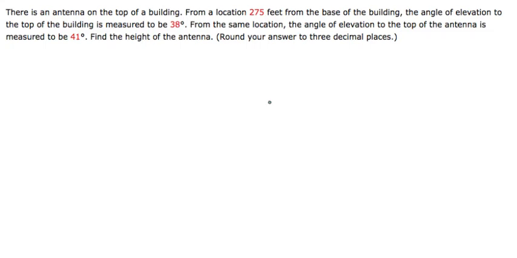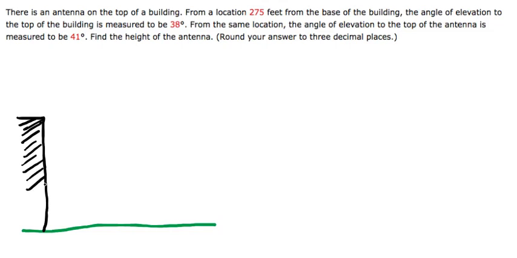All right, let's draw a diagram. Here's the ground. Okay, we have a tall building here. And on top of this building, we have an antenna. I'm going to make the antenna red. Now we have someone way out here who's looking up at this. Now, the angle of elevation to the top of the building is this angle right here, which is 38 degrees. And we can assume that this is a right angle over here.